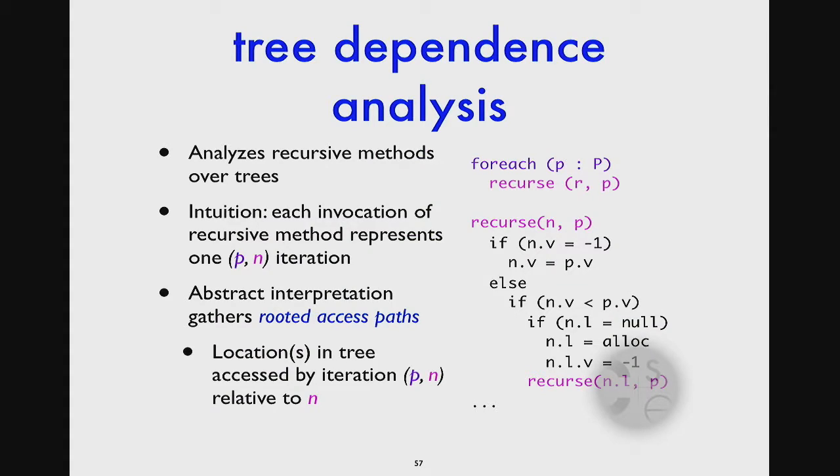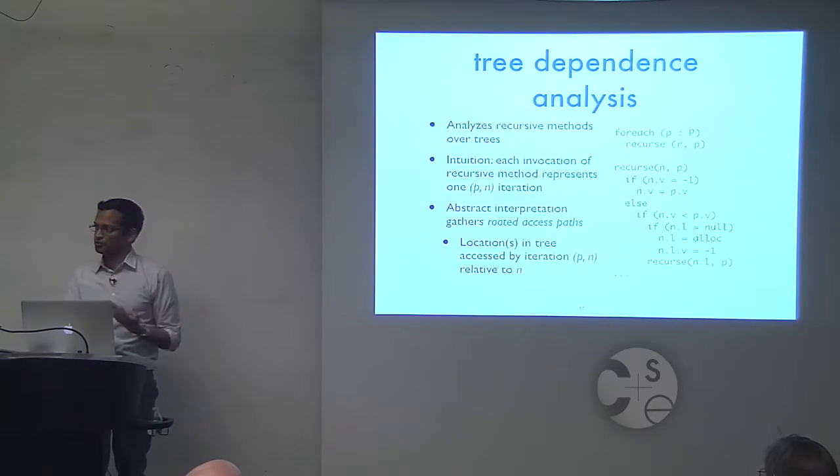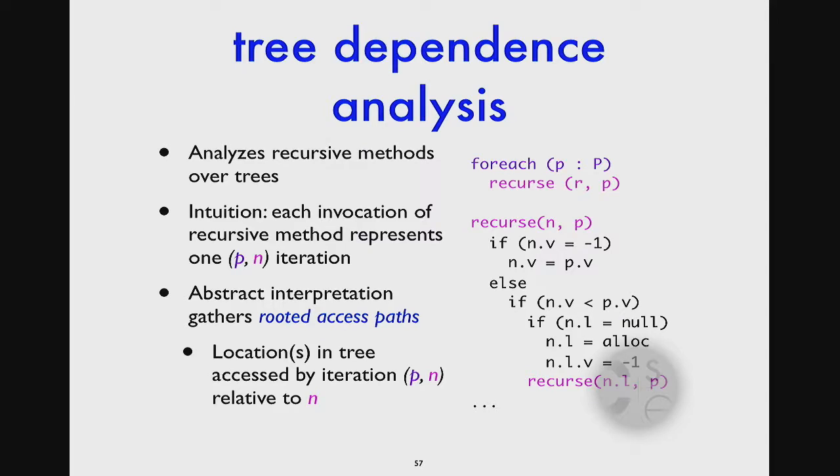So to do this, we came up with something called tree dependence analysis. What this does is it analyzes recursive methods over trees and tries to figure out whether these kinds of dependencies exist. The intuition here is that every invocation of this recursive method, I'm calling recurse on an n and a p, represents one pn iteration. I have a particular point, I'm at a particular node in the tree. So I can write a pretty straightforward abstract interpretation that gathers what we call rooted access paths. That says, given the node I'm currently at in the tree, what parts of the tree am I accessing relative to where I currently am?